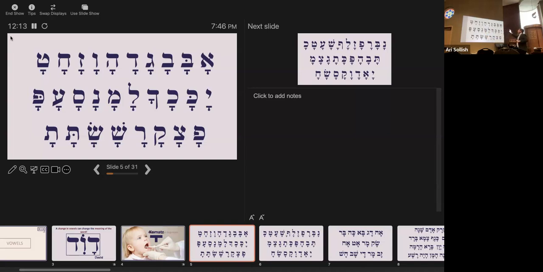Now, the yud is basically a Y sound. So, ya, ka, ka, la, ma, na, sa, ha. Okay, question: the kuf, so the P, isn't it going to be different? No, it sounds the same.